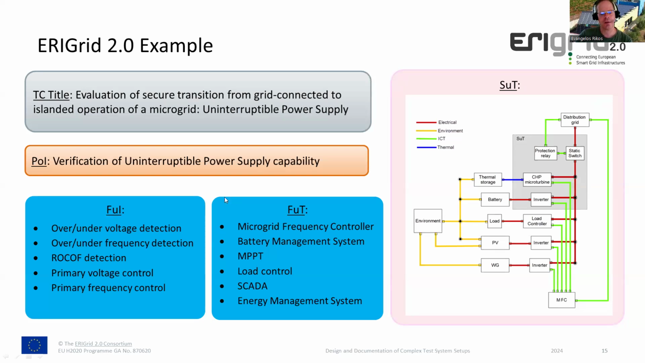There is, of course, another set of functions that affect the operation of the microgrid and should be considered in this test, like, for example, the battery management system, maximum power point tracking, etc. All these functions do nothing else than setting the scene for how the system would function under the specific conditions.